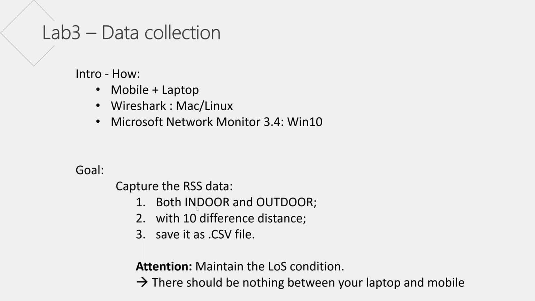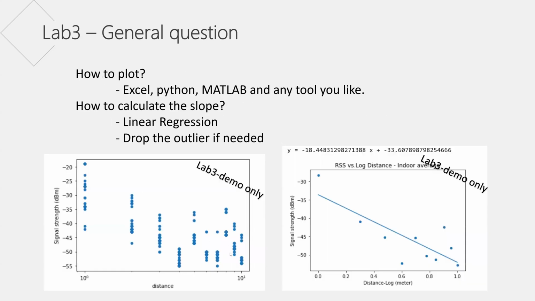For example, you can scale the indoor distances like 1 meter, 2 meters, 3 meters, 4 meters, 5 meters, up to 10 meters. Then you go to the outdoor and collect the same distances again. Just make sure there is nothing between your hotspot and your computer while you're capturing. Finally, you will get 20 CSV files, which you can use to plot this kind of graph.